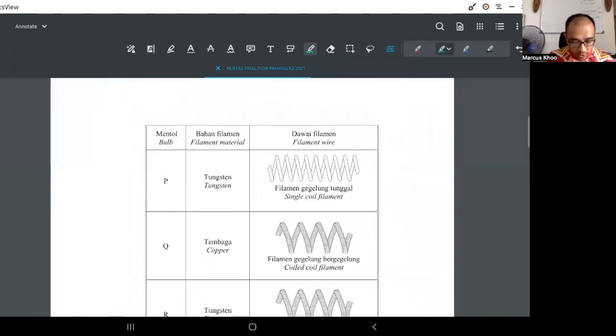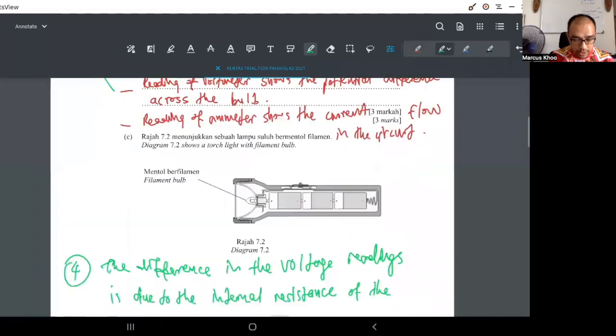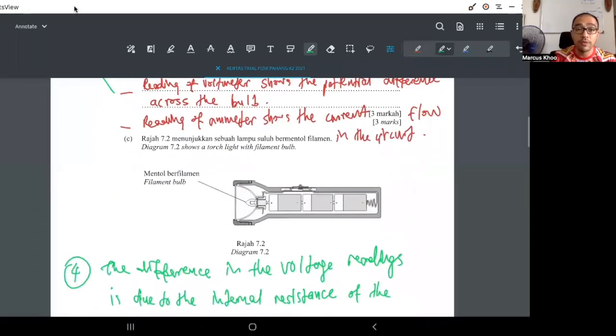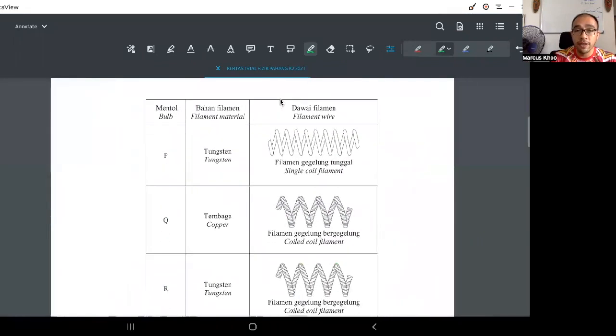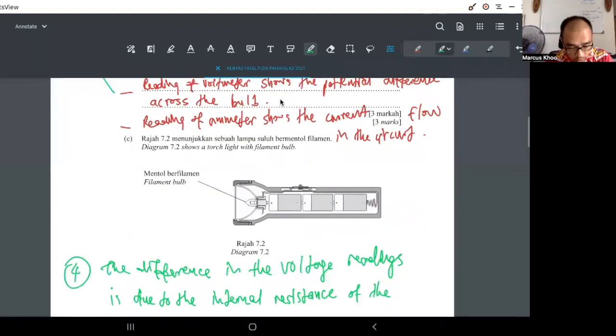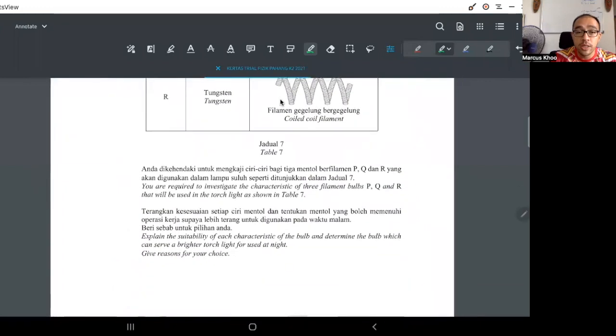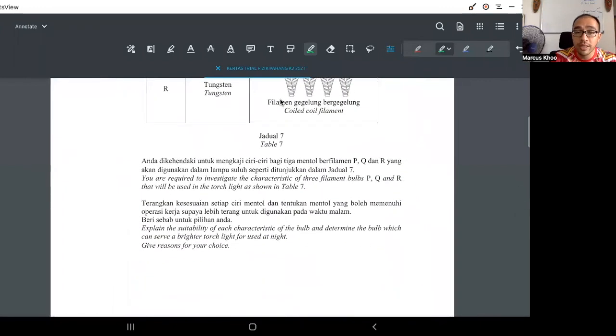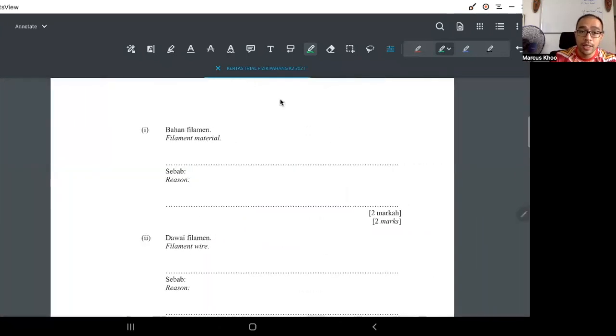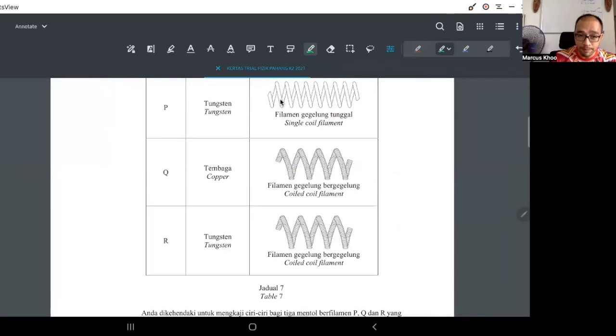Okay. We are looking at the filament bulb. We have a filament bulb and a torchlight over there. We have different kinds of filaments. Where are the filaments? Oh, here. The filament in the bulb. So the question is, you are required to investigate the characteristics of 3 filament bulbs, explain the suitability, and determine which can serve a brighter torch for use at night. This is what we want.